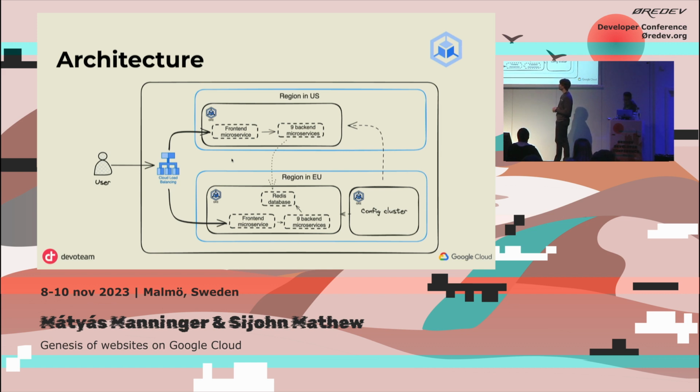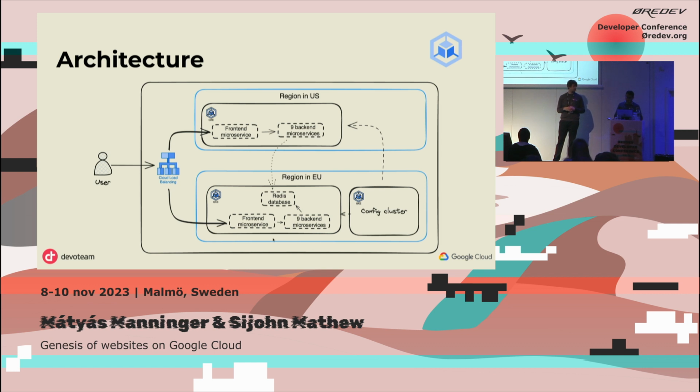Your user comes to the load balancer, and then we have multiple clusters, one running in Europe and one running in the US, and the load balancer will route the traffic to the closest one to the user, so you get an optimal user experience. Then we have the front-end microservice and some other back-end microservices to handle all the back-end logic, and a Redis database that is hosted in the EU region. We also have a config cluster that's basically managing these other clusters and deployments. Yeah. So let's hope that the deployment is done.